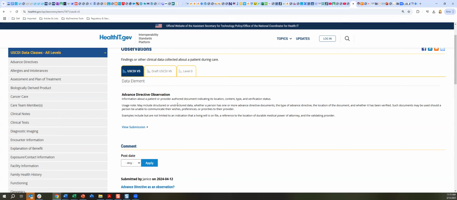So it may include information on whether a person has one or more advanced directive documents, the type, where it is, and whether it has been verified. And those documents may be used should the individual be unable to communicate directly with their care team. And then it always gives examples. It includes, but is not limited to, indication that a living will is on file, a reference to the location of a durable medical power of attorney, and the validating provider.